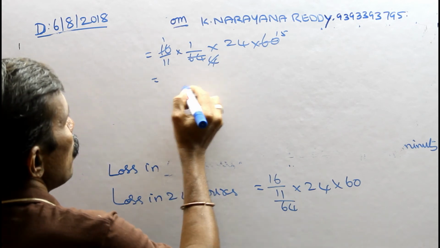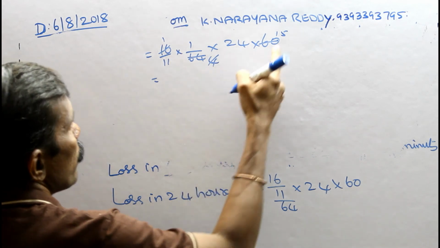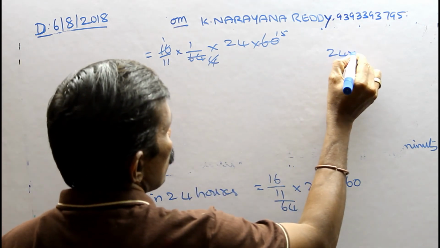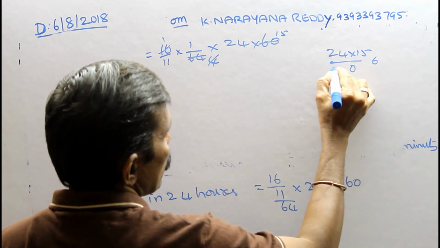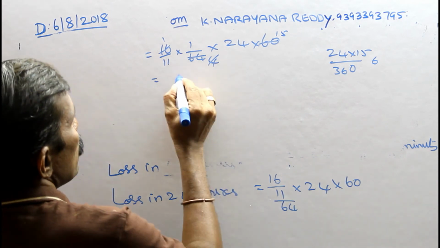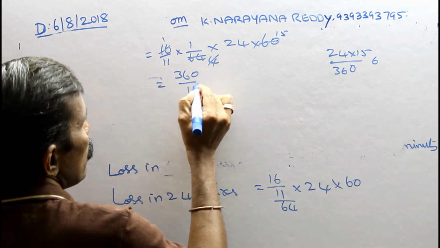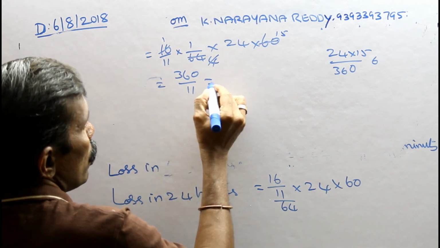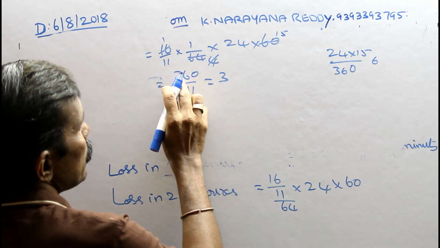Next one is how to get this one. Okay, 24 into 15: 5 4 ja, 60. 2 30 36, 360. Yes. 360 by 11. How much do you get? That means 11 3 ja, 33.